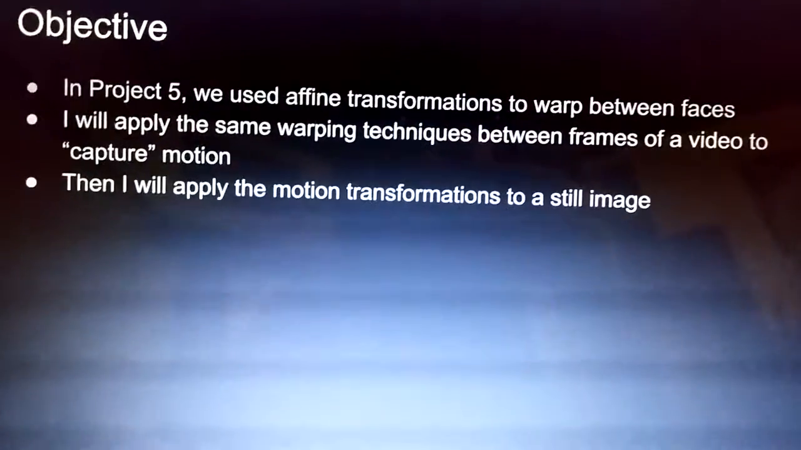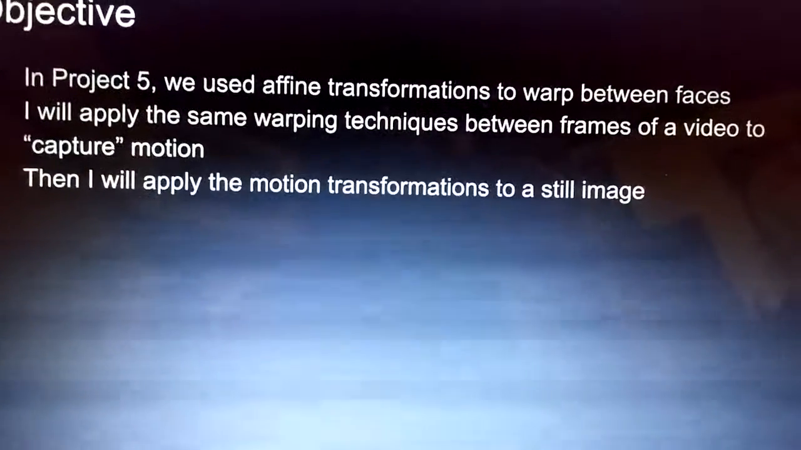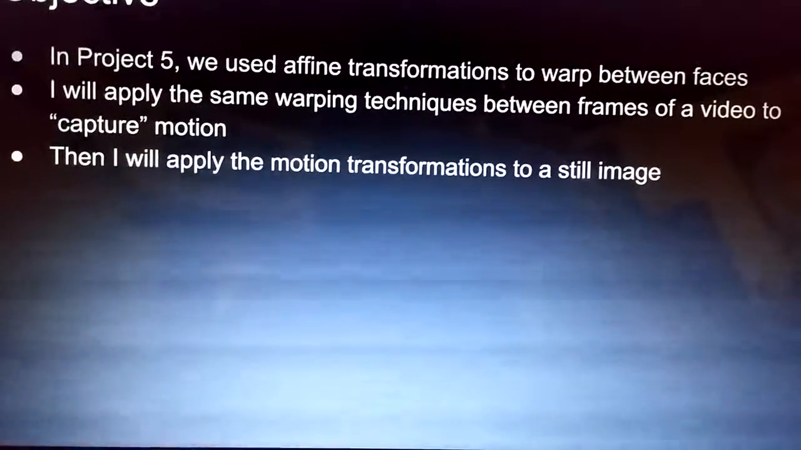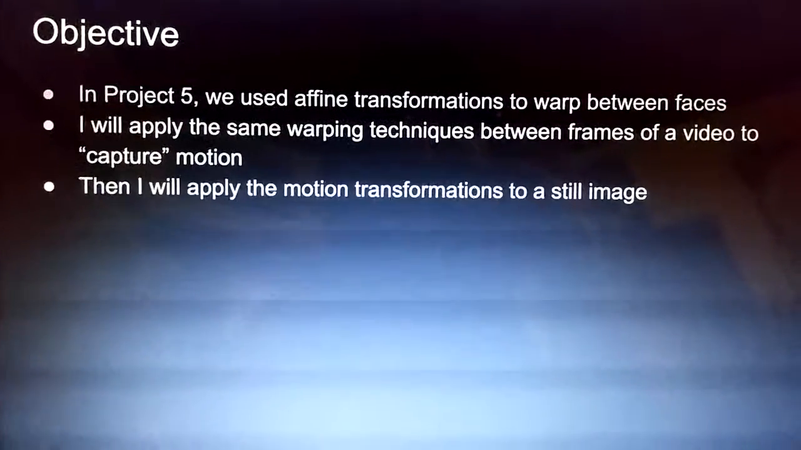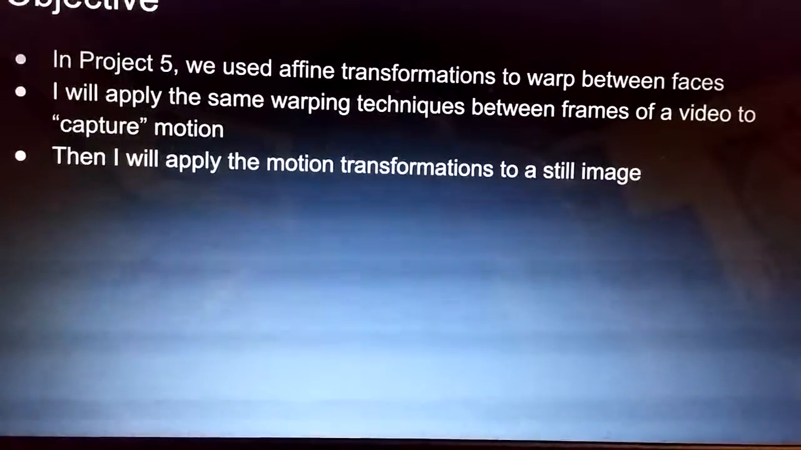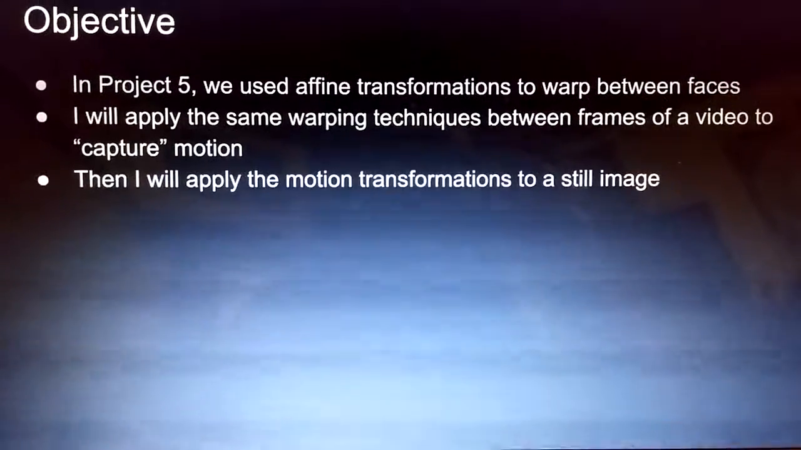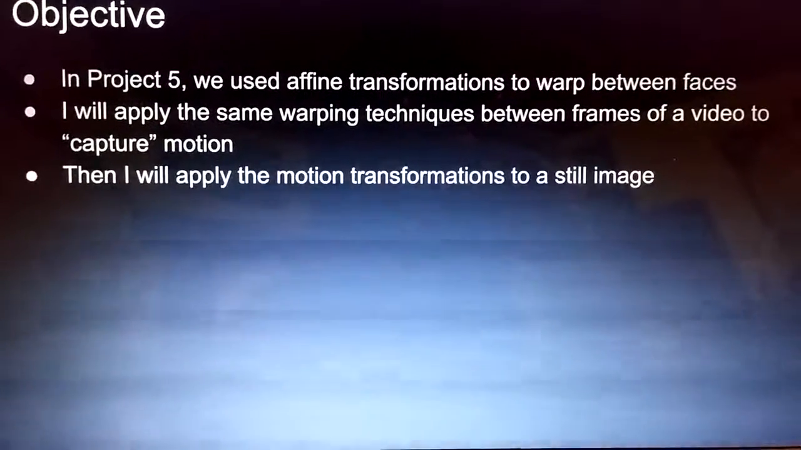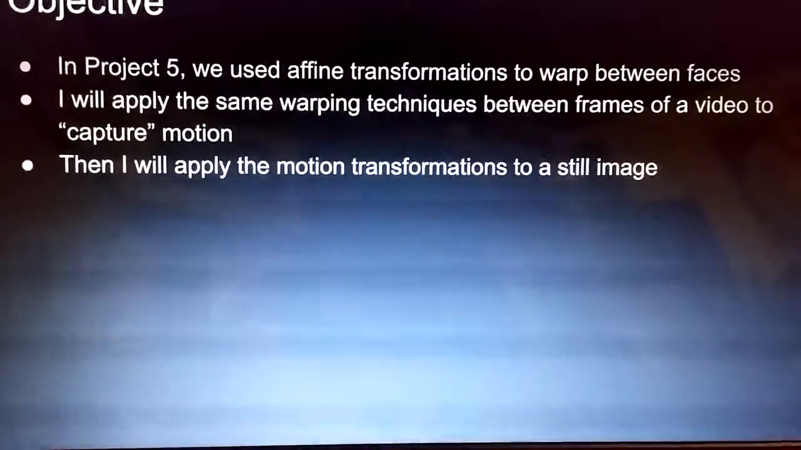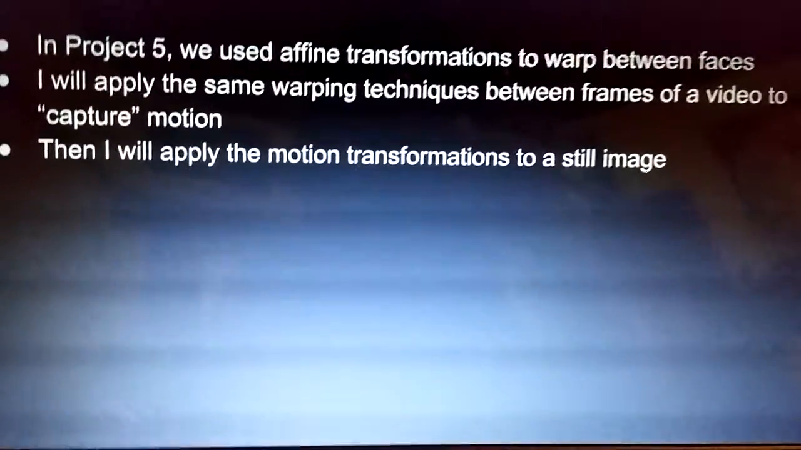In Project 5, we used affine transformations to warp between faces. So I thought I would try to use the same warping techniques between frames of a video to capture the motion, and then apply the motion transformations to a different image and see if I could basically copy the motion from a video to an image.